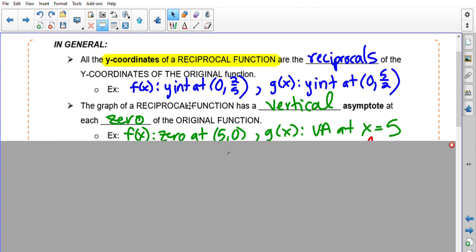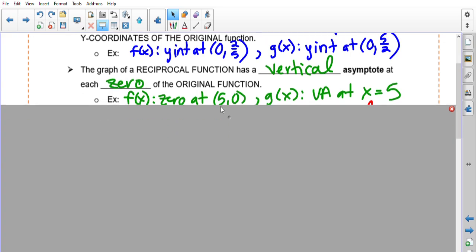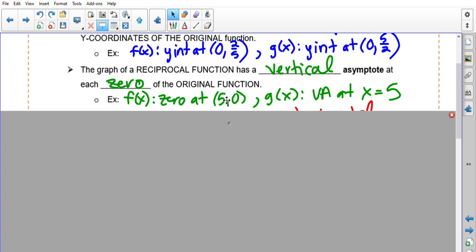The graph of the reciprocal function has a vertical asymptote at each zero of the original function. So that means if f(x) has a zero at (5, 0), then the reciprocal has a vertical asymptote at x equals 5. Okay, so that matches. So VA at x equals 5.